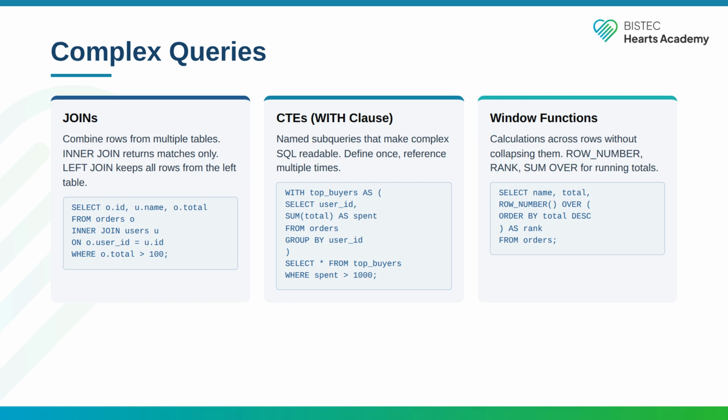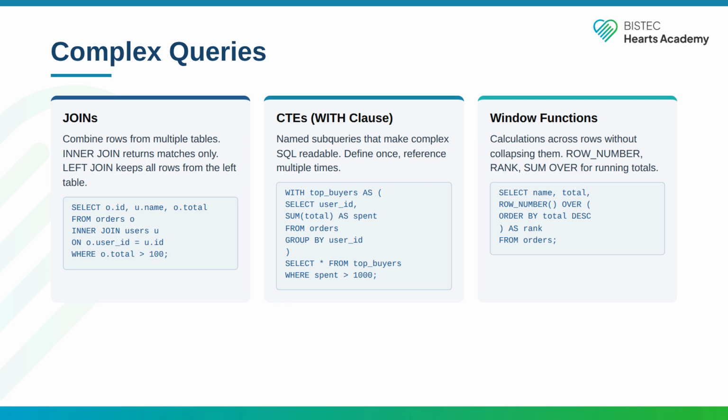CTEs, common table expressions, are named subqueries that you define with the WITH keyword. They make complex SQL readable by breaking it into logical steps. You can define a CTE called top_buyers that aggregates total spend per user, then query that CTE like a regular table. You can define multiple CTEs and reference earlier ones from later ones.